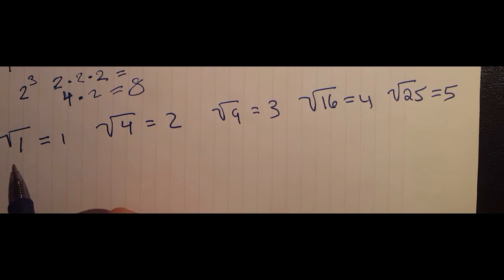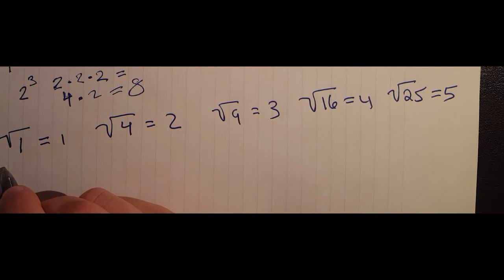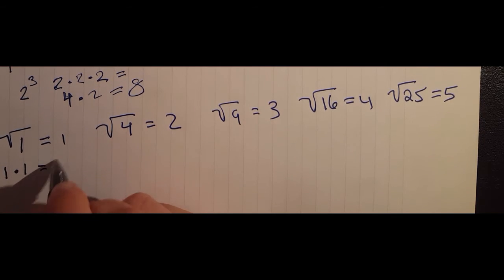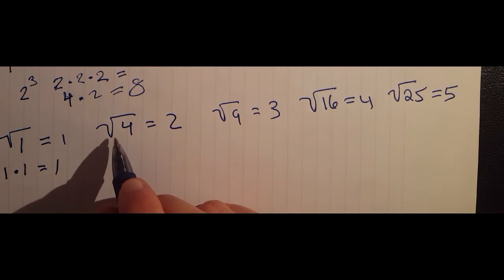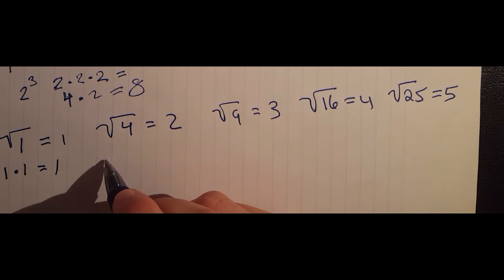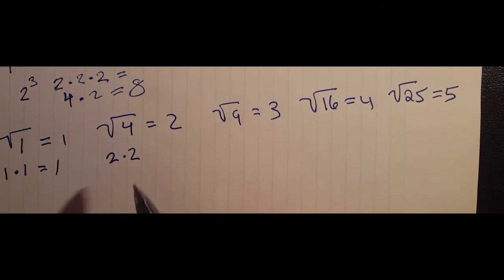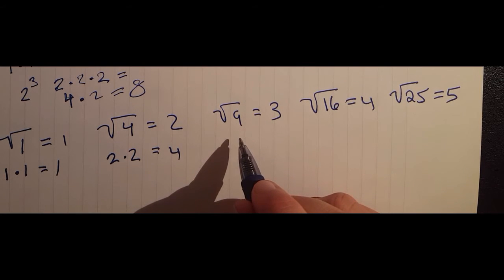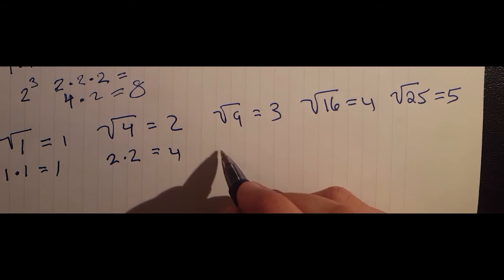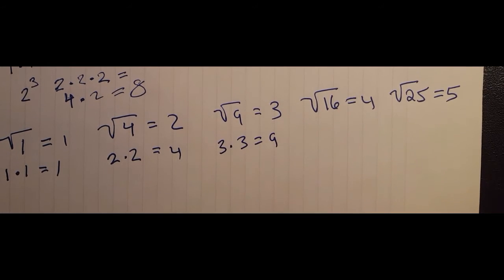So for 1, what numbers can go into 1? It's just 1. So 1 times 1 equals 1. If we look at 4, what goes into 4? 2 times 2, which equals 4. So the square root of 4 is 2. What about 9? Well, 3 times 3 equals 9. So the square root of 9 equals 3.